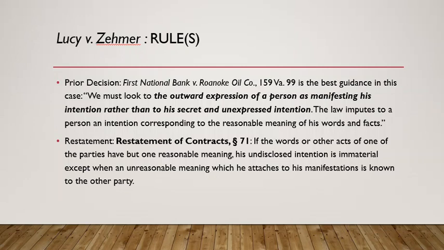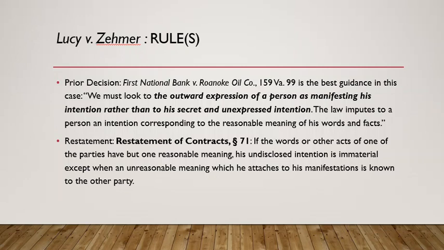Some language from First National Bank v. Roanoke Oil Company is the best guidance in this case. Quote, "We must look to the outward expression of a person as manifesting his intention rather than to his secret and unexpressed intention. The law imputes to a person an intention corresponding to the reasonable meaning of his words and acts." Also, some language from the restatement is helpful.